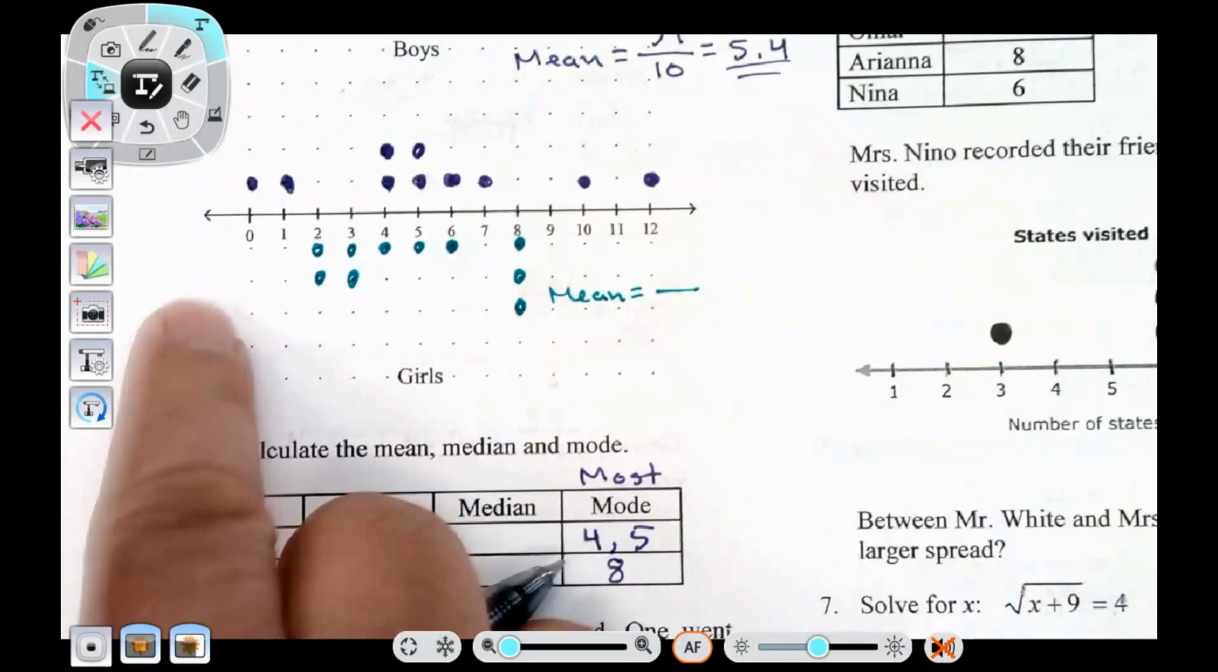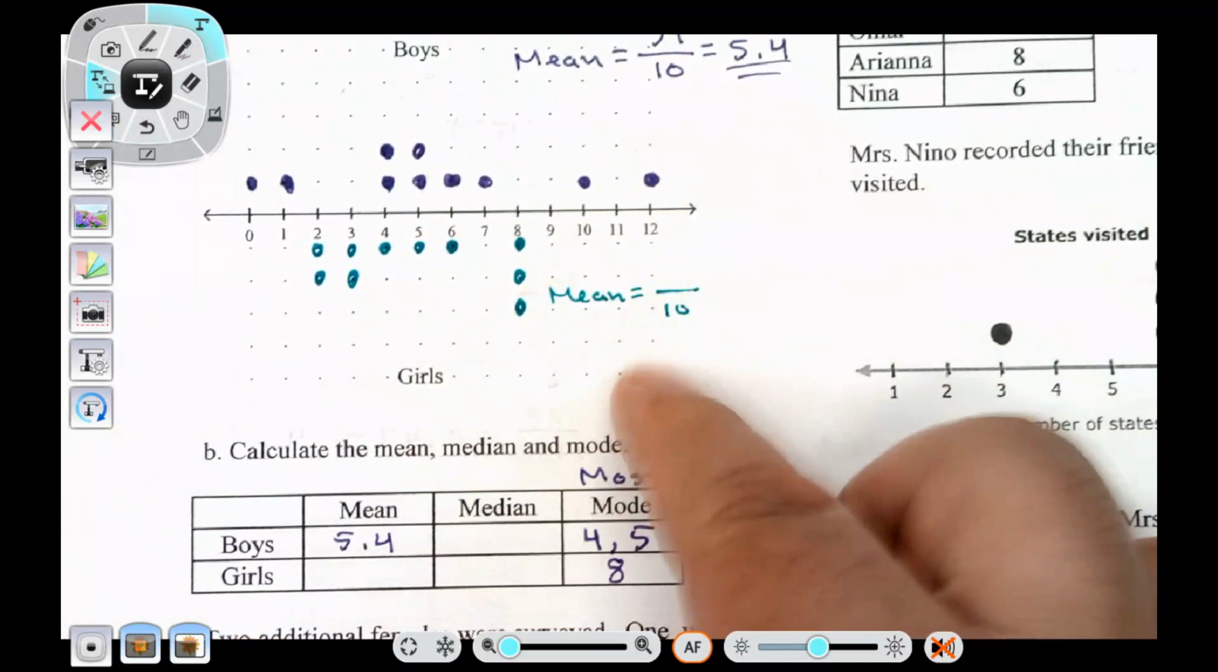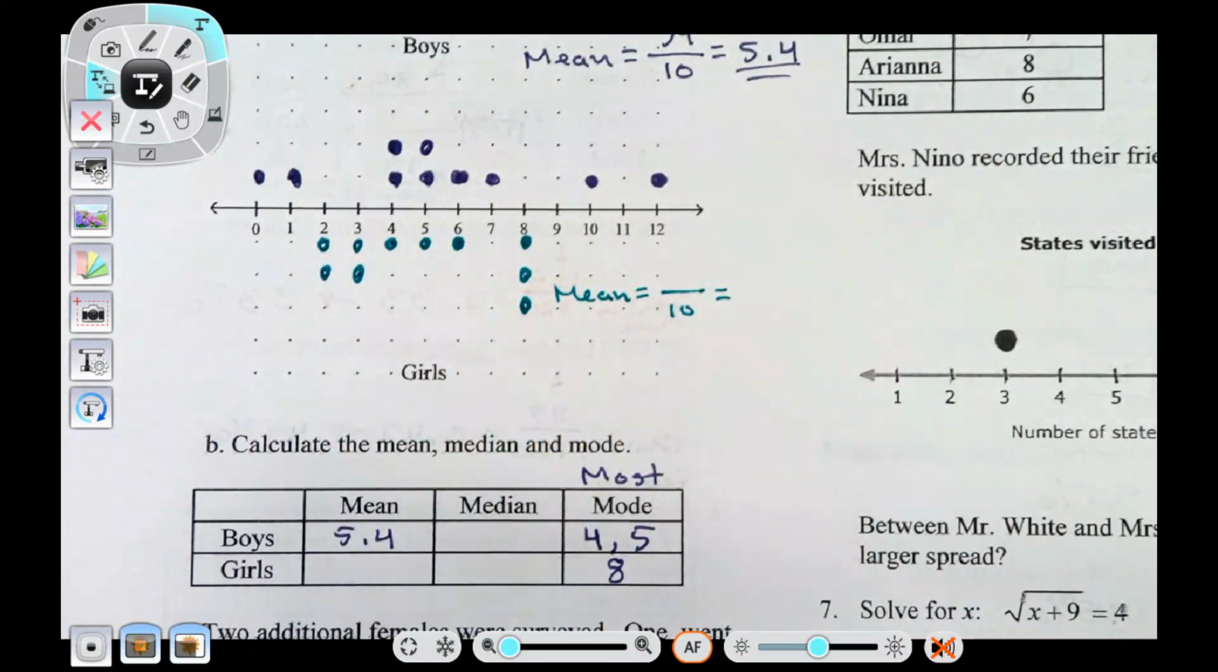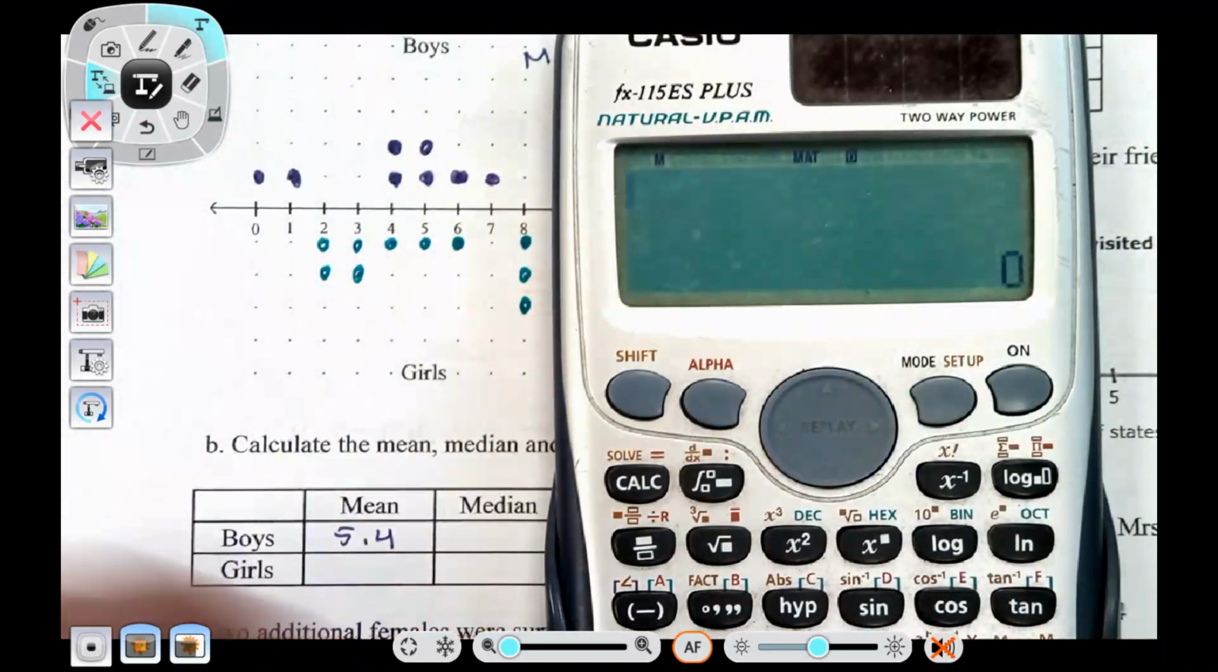Remember, there's also 10 dots. So I'm going to divide by 10 because there's 10 dots. All right, here I go. 2 and 2 is 4. Yeah, just get my calculator here.